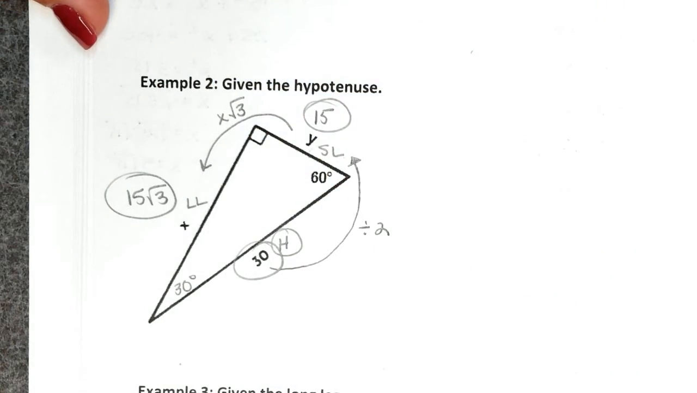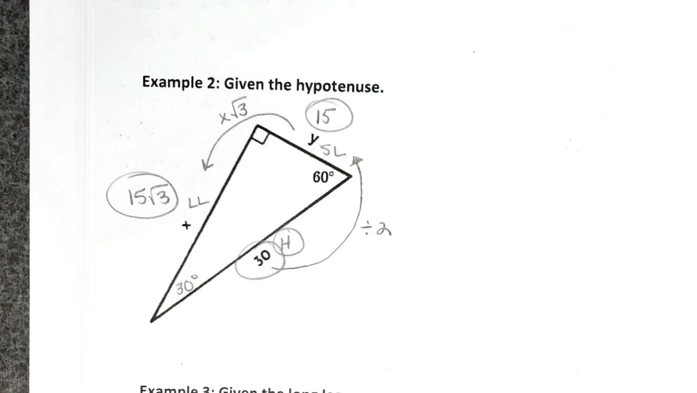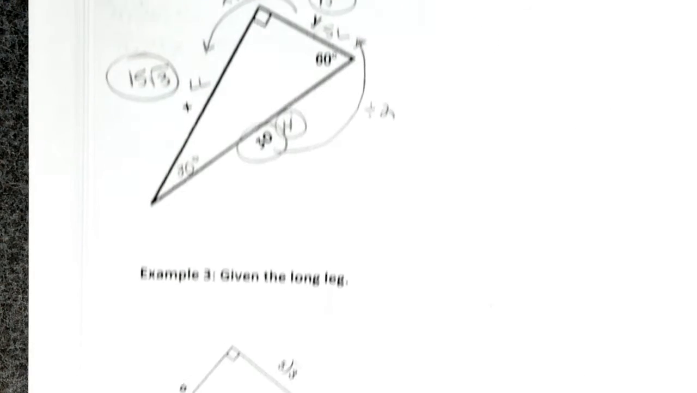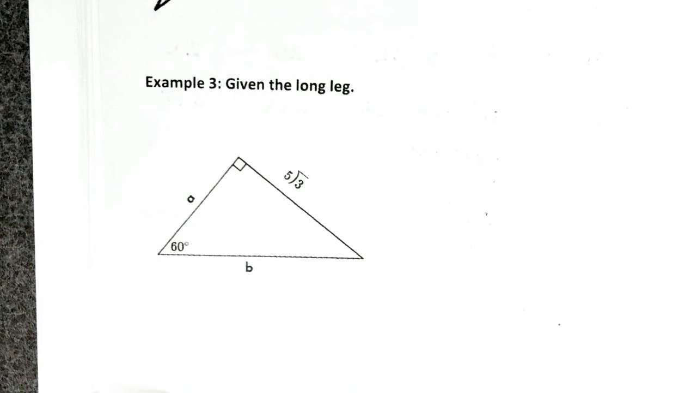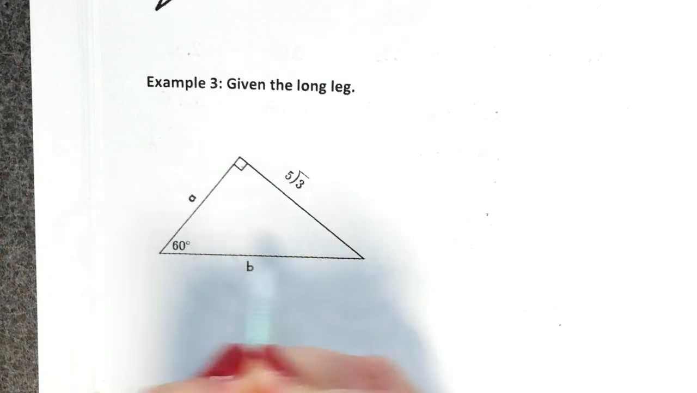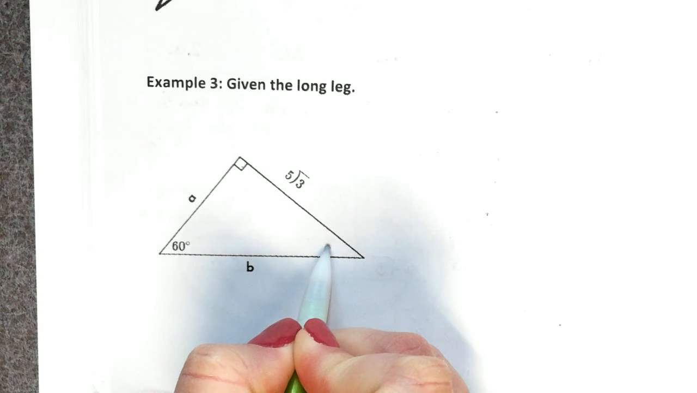There's your 3 lengths. So far, so good? All right, we ready for that last example? All right, so given the long leg, let's label. Here's the 90, here's the 60. This side then has to be the 30.